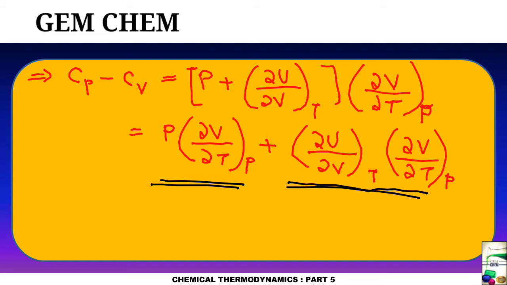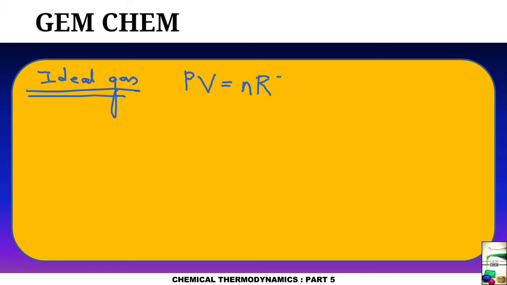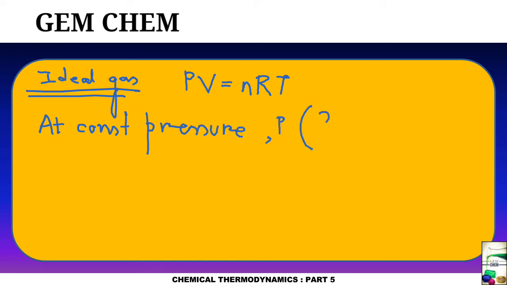Now using this equation we are going to derive for the ideal gas, right? Now if we consider this one for ideal gas, what is the equation? PV is equal to nRT. And at constant pressure, it will be like this. That is P delta V by delta T at constant P is equal to nR.